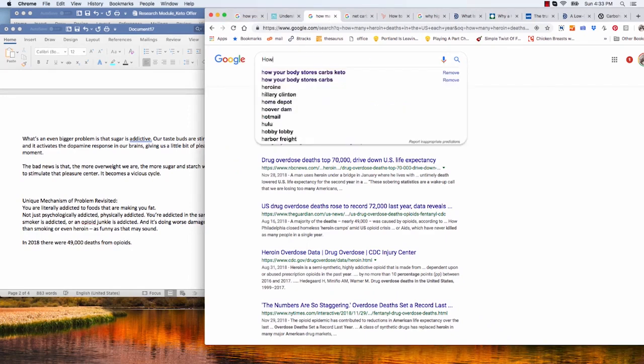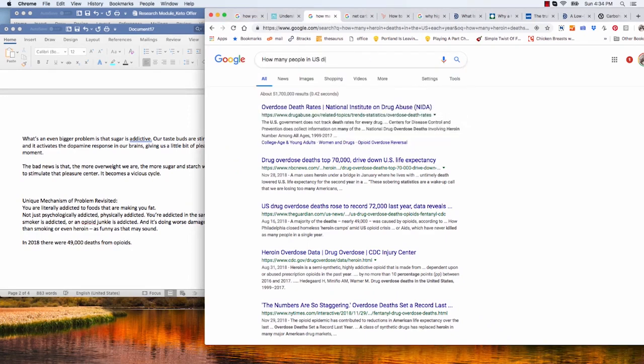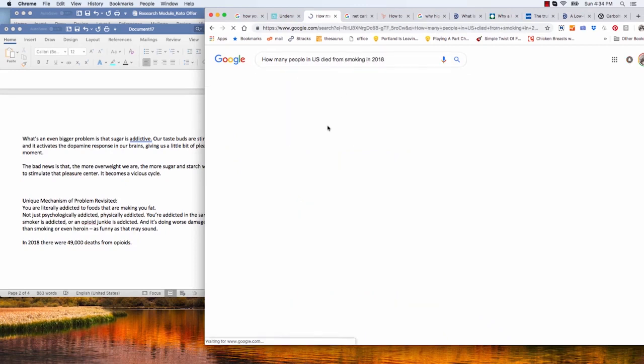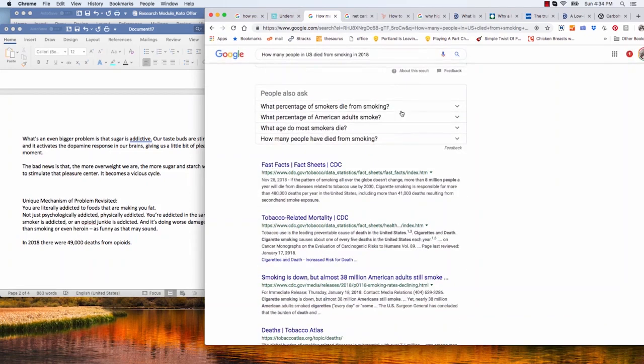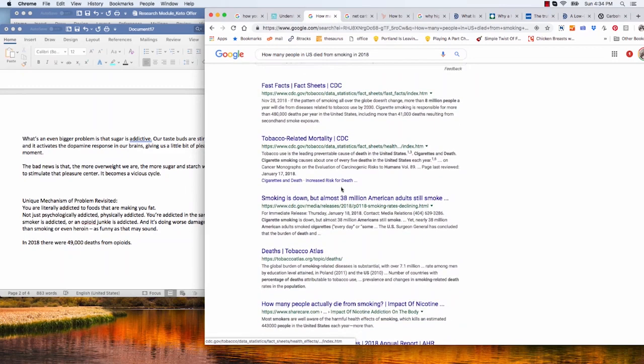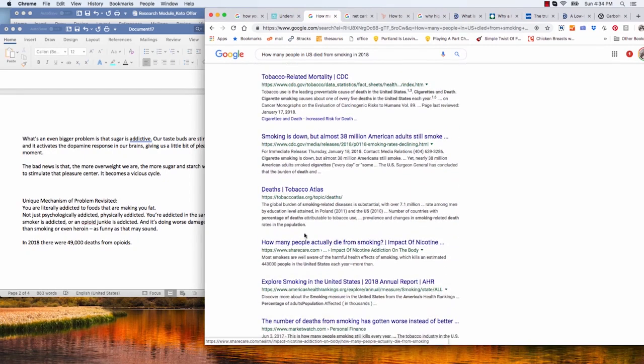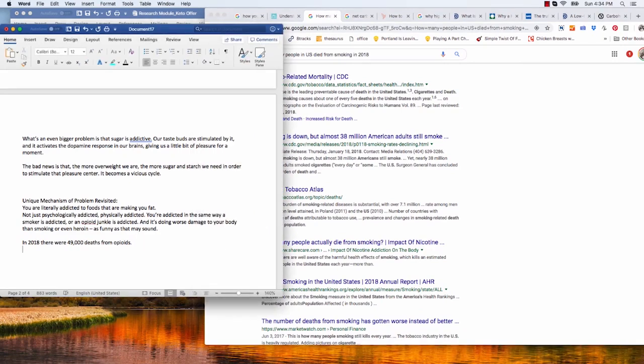How many people in the US died from smoking in 2018? By 2030, great. 443,000 people die in the US from smoking, according to Share Care. We'll have to verify that. Let's say, for now, I'll verify it. 443,000 deaths were caused by smoking.